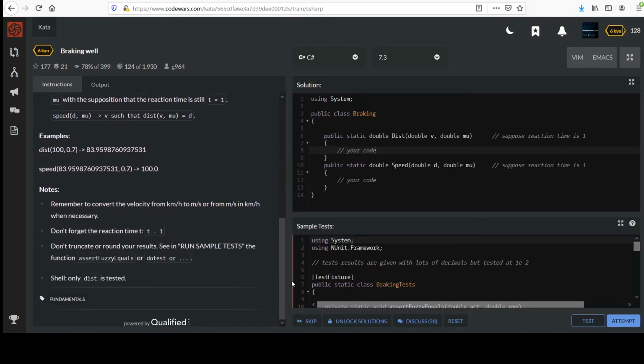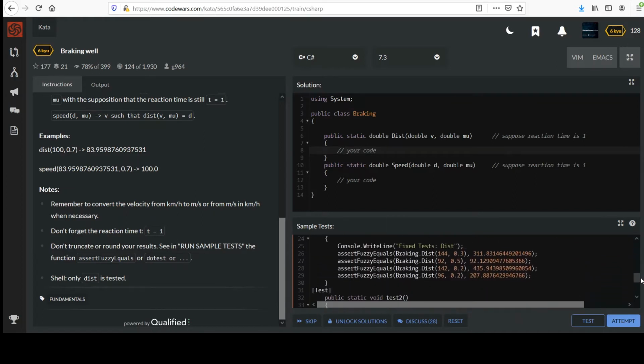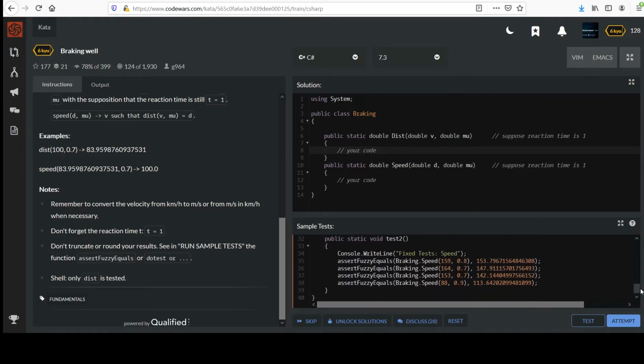Notes: remember to convert the velocity from kilometers per hour to meters per second, or from meters per second to kilometers per hour when necessary. Don't forget the reaction time, t equals 1 second. Don't truncate or round your results. See and run sample tests, the function assert fuzzy equals or do test. Shell only dist is tested. That won't apply to us. They're going to test both dist and speed. If they didn't, then I would just do distance. But you can see they have distance tests below and braking speed below.